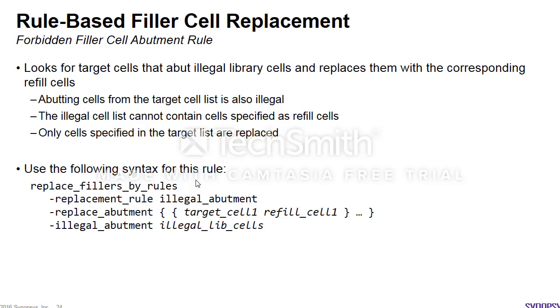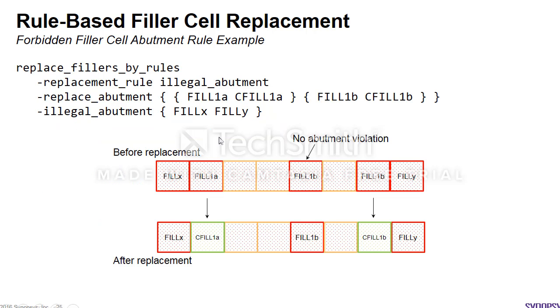And this is the forbidden feeder cell abutment rule. The forbidden feeder cell abutment rule is specified when the cell list you provide cannot contain cells abutting together. Let's check the example for more detail.